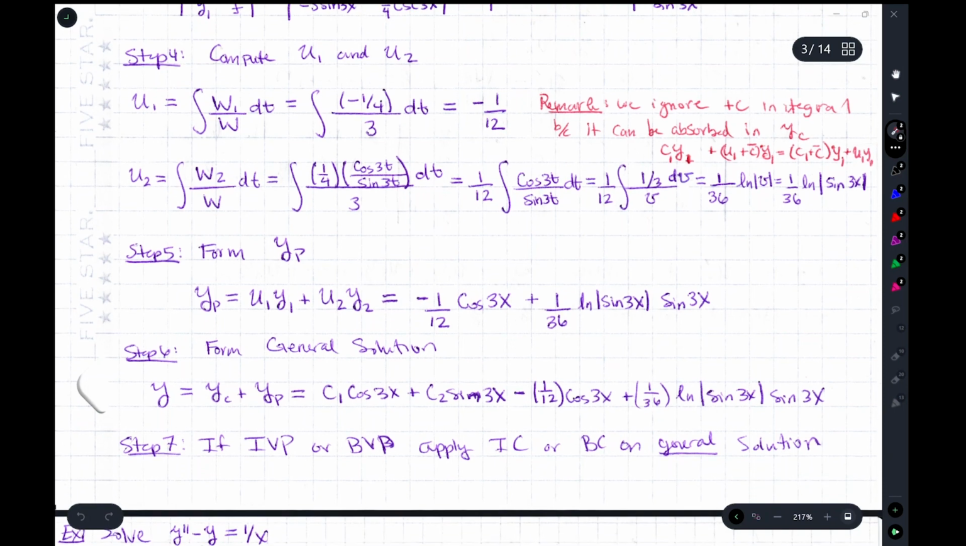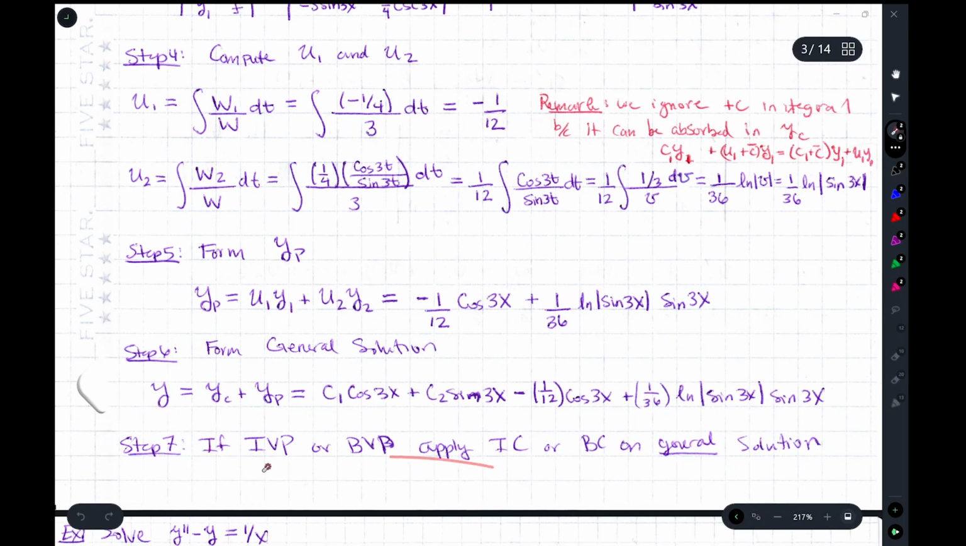Now what's the general solution? The general solution is going to be the complementary function plus a particular solution. And so here it is. And we just solved the problem that we couldn't have done with the method of undetermined coefficients, but the method of variation of parameters worked. This final step is just a placeholder.